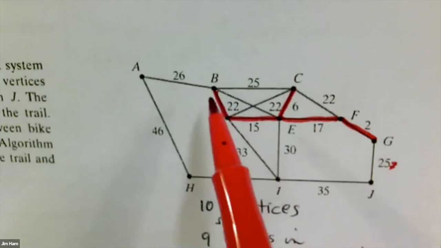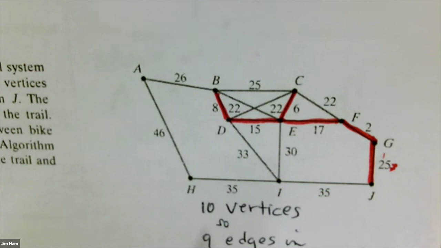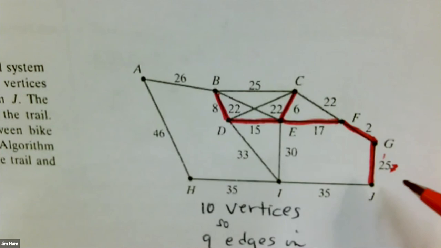Still a tree. We have 1, 2, 3, 4, 5, 6. We need to add 3 more edges, and we have to connect up with I, H, and A yet. We don't have a path to A yet. We don't have a path to H yet. Okay, what's the next largest number to 25? 26?